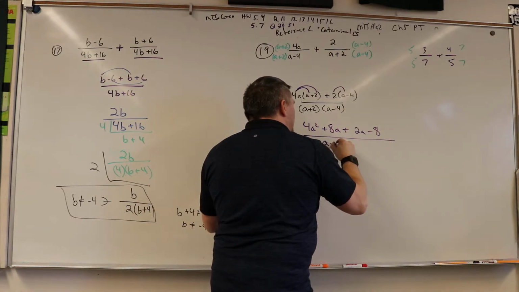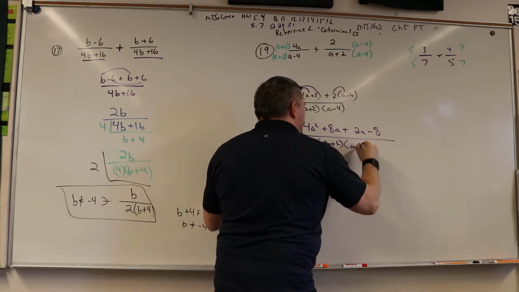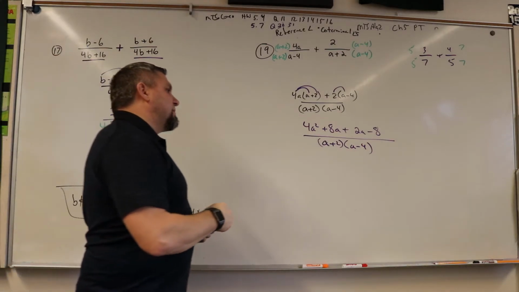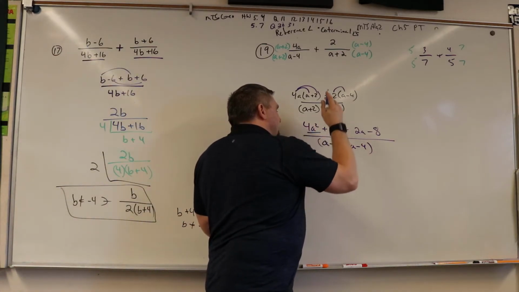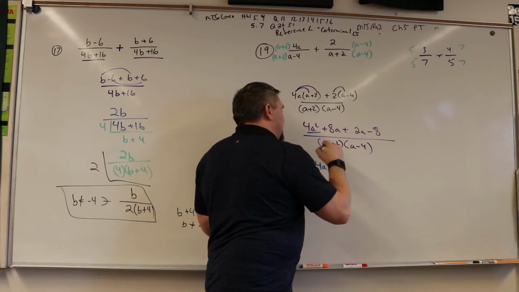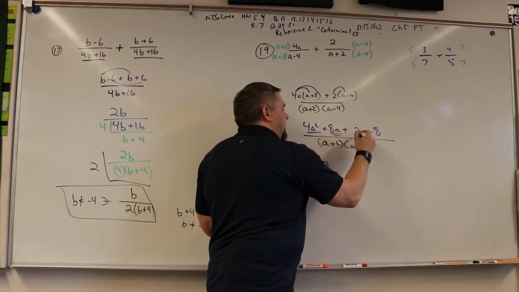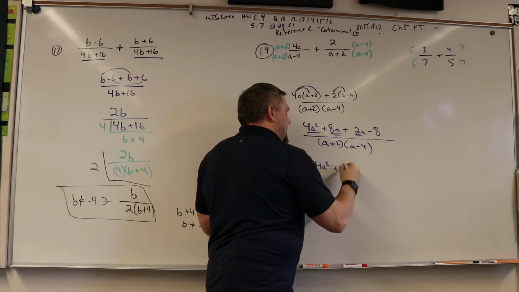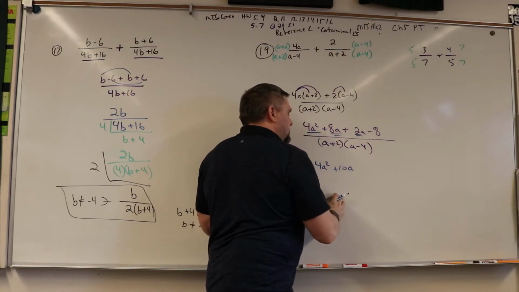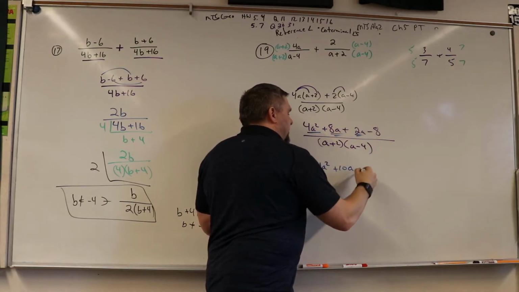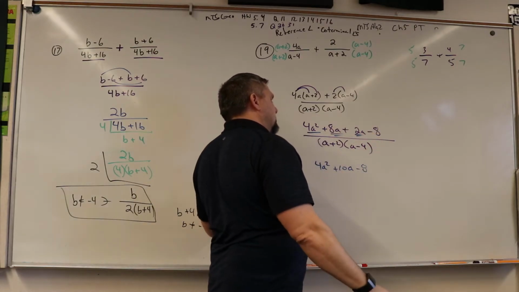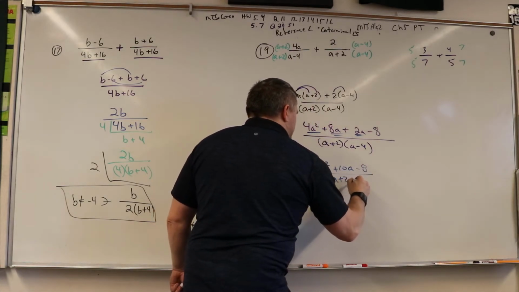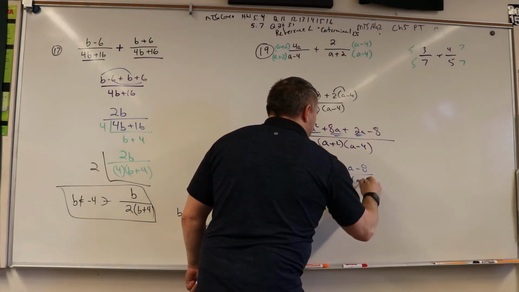I'm just adding. So now I'm just going to collect like terms, right? Where I have a plus 2 times a minus 4. And I want to collect my like terms. 4a, well that's just 4a squared, right? But here I have my a's, so that's 8 plus 2 is 10. And then I have minus 8. Okay? All over a plus 2 times a minus 4.